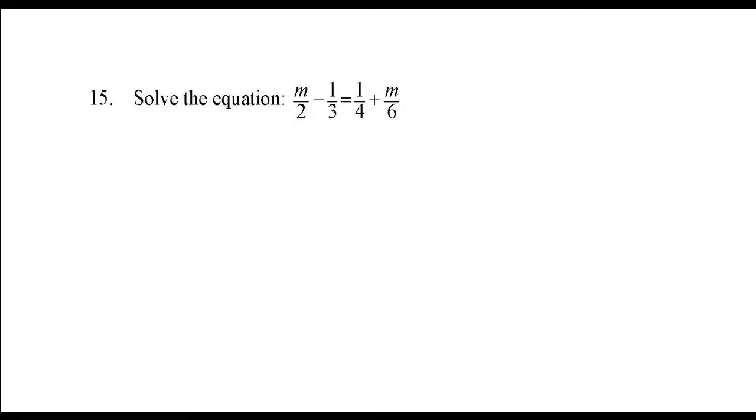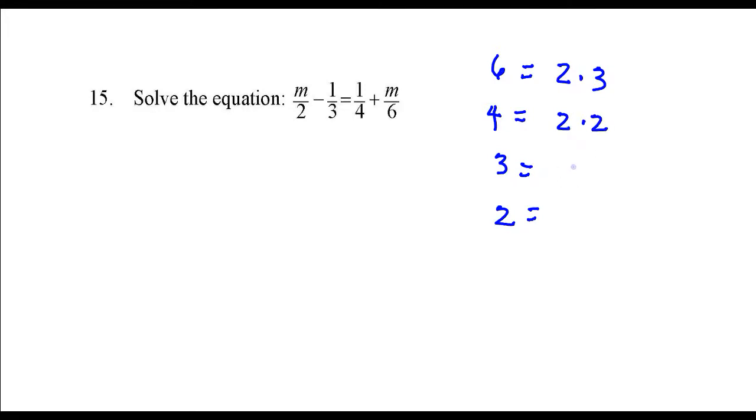Okay, the first thing I'm going to do to solve this equation is determine what the least common denominator is. Here you have a 6, a 4, a 3, and a 2. Okay, so the prime factorization of 6, that's 2 times 3. The prime factorization of 4, that's 2 times 2. The prime factorization of 3, well, 3 is a prime number, and 2 is a prime number also.